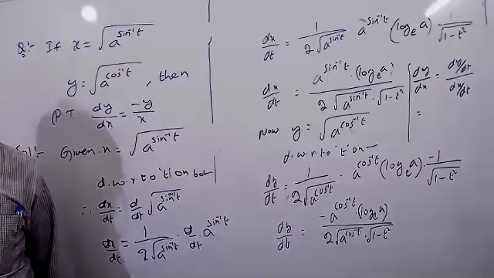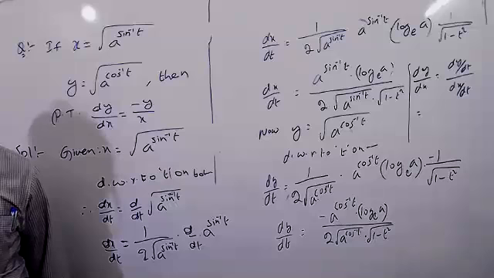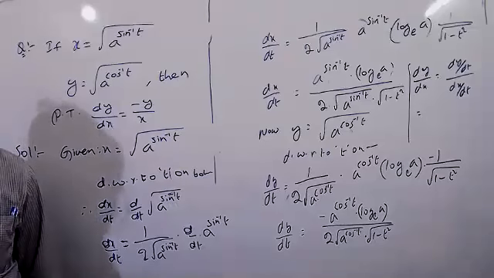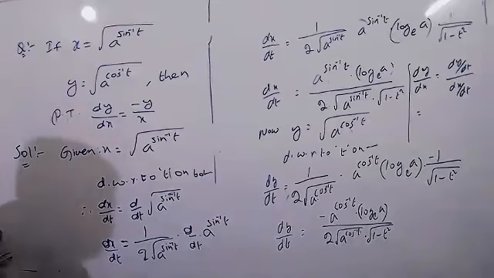Got the answer? Complete. Almost already over. Problem is over. So dy by dt whole by dx by dt you can take.